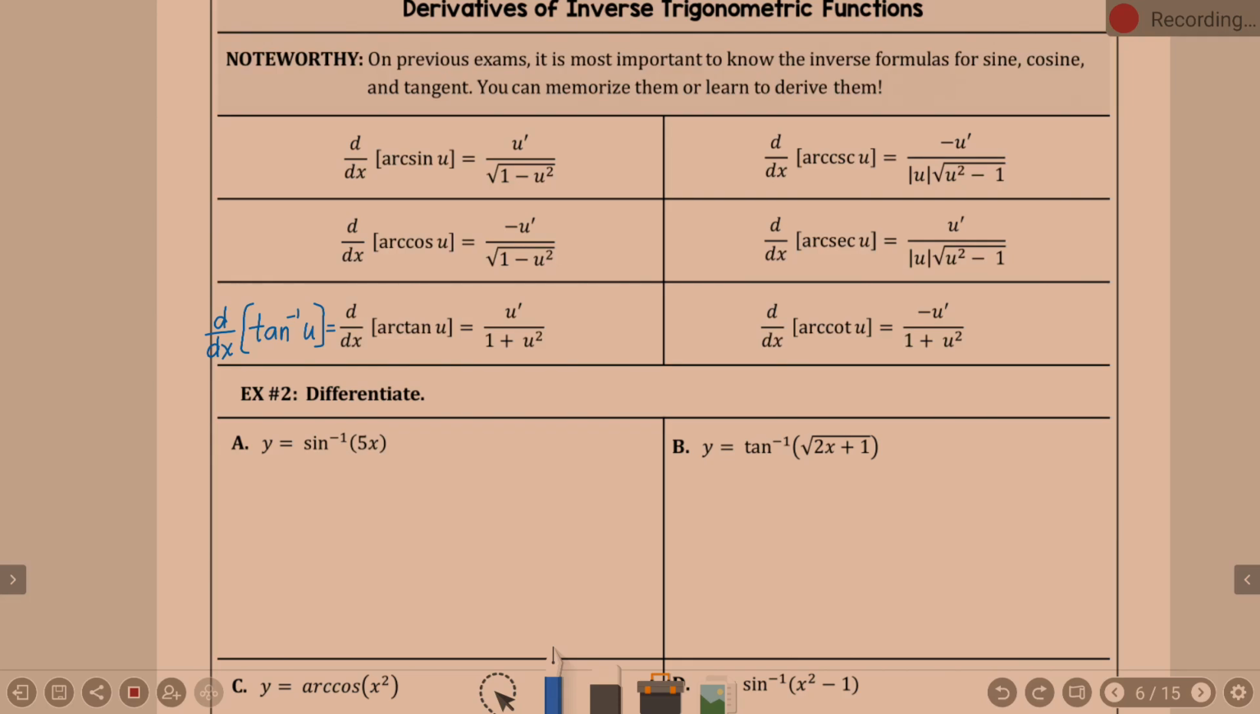Notice the one we just came up with, it was 1 over 1 plus u squared. What's this u prime stand for? Just if there's a chain rule to put there, okay? So in all of these, this is really like a 1 in the numerator, if that helps you think about it. And then that u prime just represents the chain rule. So don't stress about that. Just if there's a chain rule, do it.